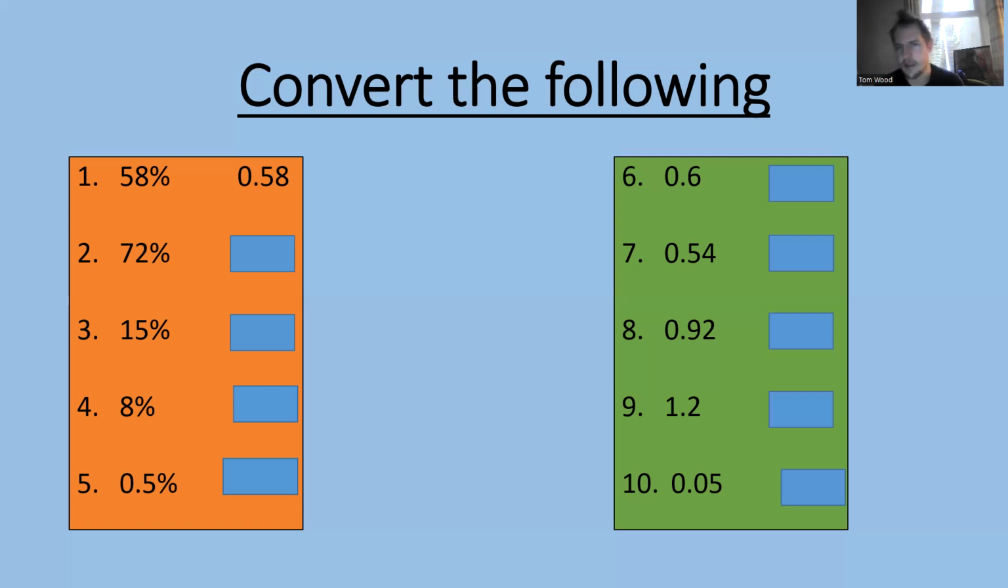Same with the decimals going the other way. A lot of people will just go, oh, well, it's 0 point whatever it is, you just remove the 0 point. Again, it does work a lot of the time, but not all of the time.